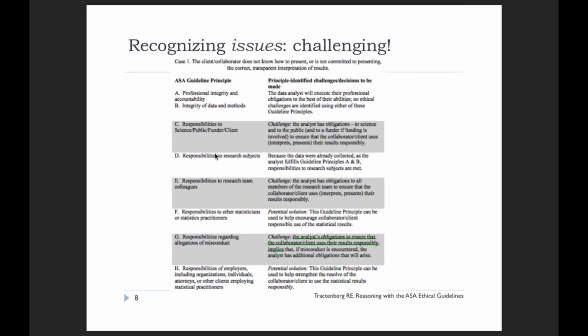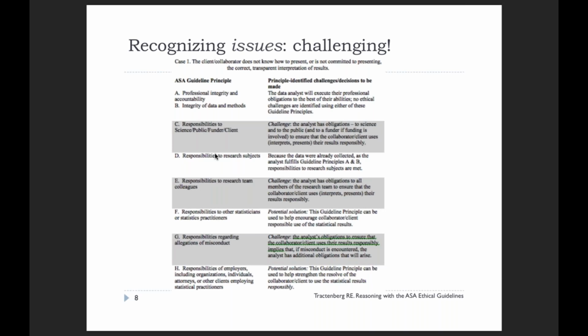Recognizing that that's actually an ethical challenge to the statistician is really important. Another important thing about this recognition is that this challenge, this ethical issue, doesn't arise from something that the statistician does. It arises from something that someone else does, but the statistician must respond. So in this case, if you're not sure what the issue is, you kind of think something's going on, this person wants to cherry pick, but I'm not really sure what the ethical issue is here, you can use the guidelines to find out what it is. That's what this table is doing. The case is someone doesn't want to present transparent interpretation of the results that you've generated. So we can look at the different guideline principles, which is the first column, and see whether or not that principle helps us to identify the challenge or the decision to be made.